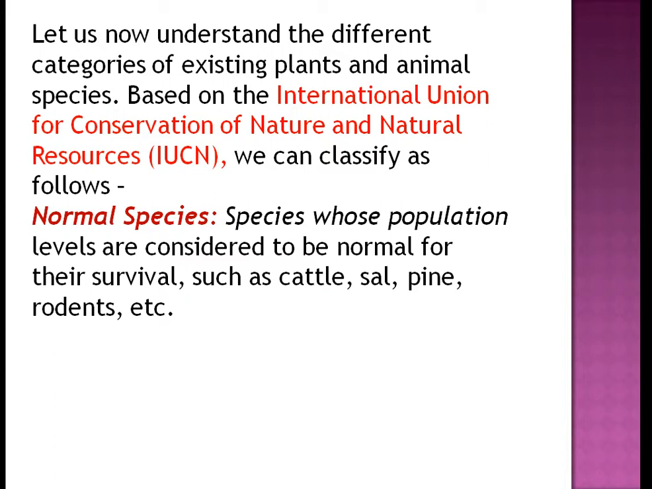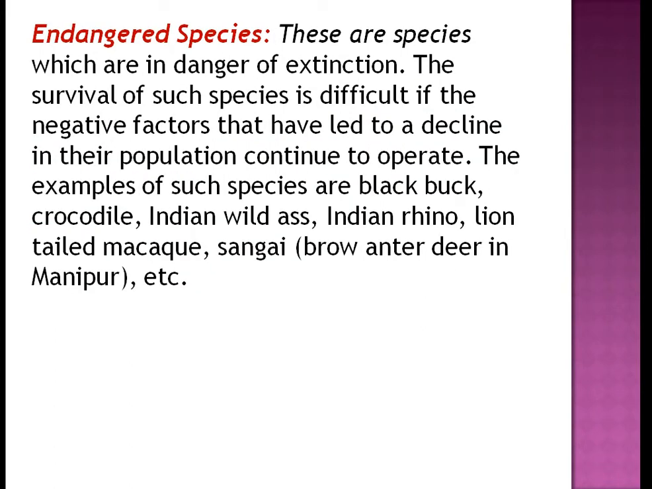Moving further to see more. Endangered species. These are the species which are in danger of extinction. The survival of these species is difficult if the negative factors that have led to a decline in their population continue to operate. The examples are stated here: black buck, crocodile, Indian wild ass, you can go through them. These are all the species which are endangered.